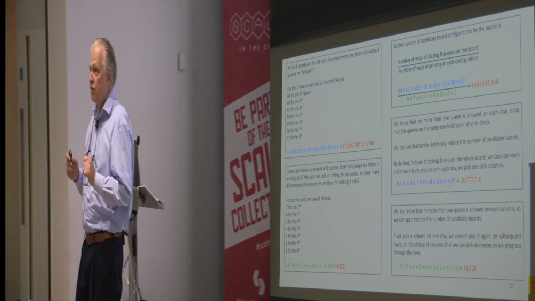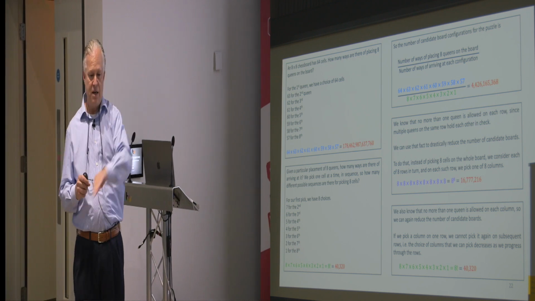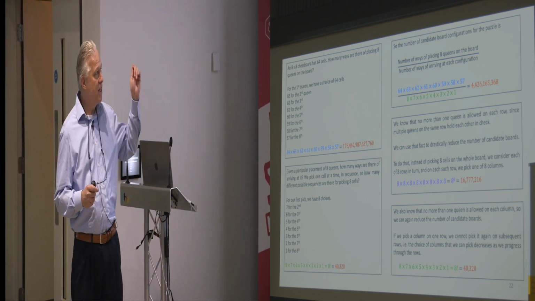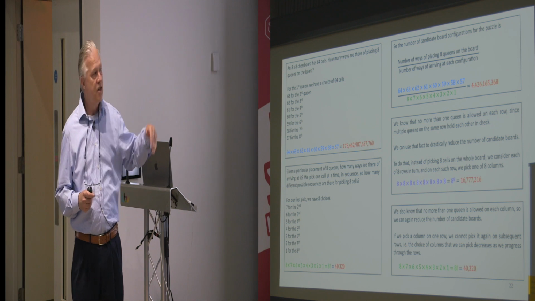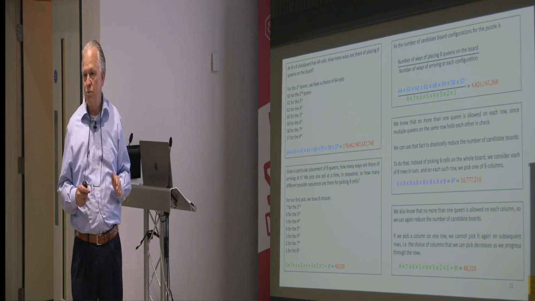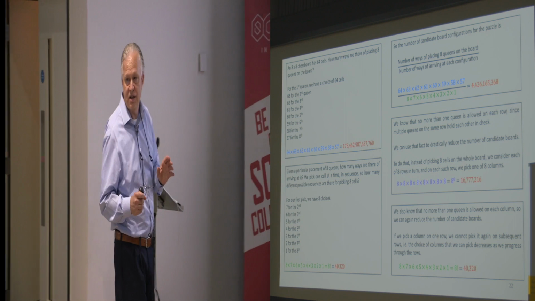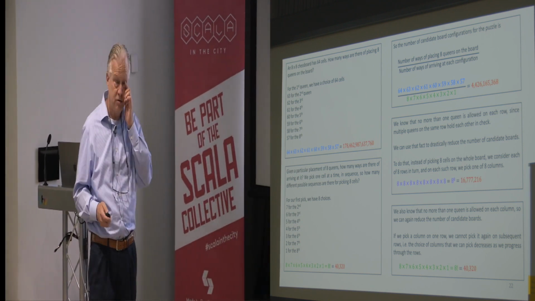Now, we still have to take into account that no 2 queens can be on the same diagonal, but nevertheless, we've shrunk already a lot. So this gives you an idea of where we're headed in terms of the number of boards that we need to consider as candidates, potential solutions to the puzzle.